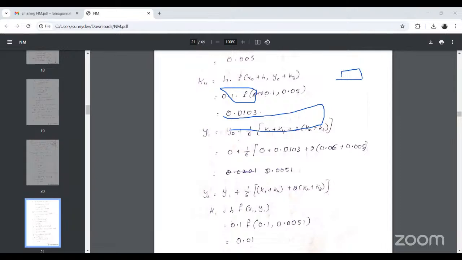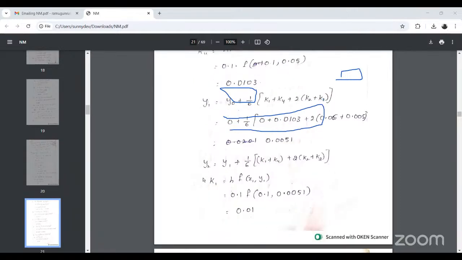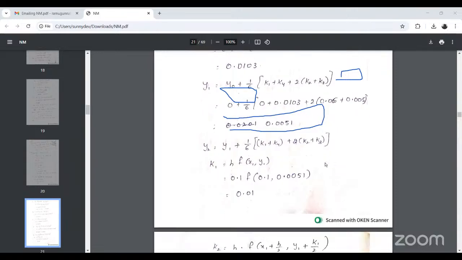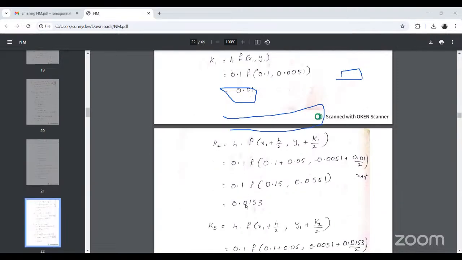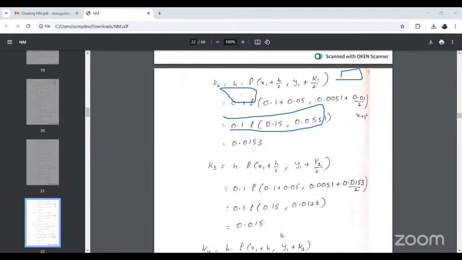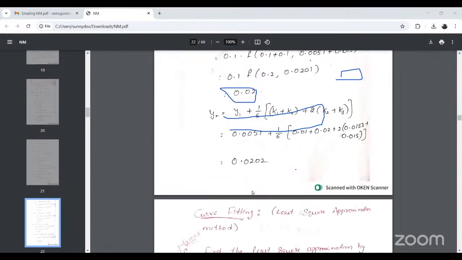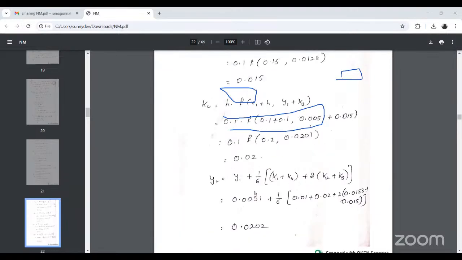We got y1 only, but we need y2. Y2 means y1 plus 1 by 6 into k1 plus k4 plus 2 into k2 plus k3. Then k1 we can find is 0.01, k2 is 0.0153, and k3 is 0.015. It's very easy. We are just using the formulas and substituting here. So this is K3, K4. Then after that, we are getting Y2.